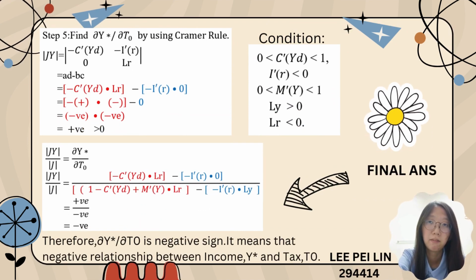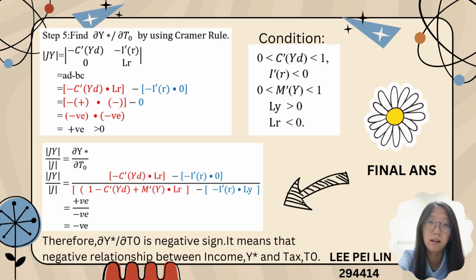Now we have to find delta y star with respect to delta t0 by using Cramer's rule. By using Cramer's rule, we substitute the first column, and the same formula is used, AD minus BC, and after that we gain a positive value, based on the conditions given by the question. Now we finally find delta y star with respect to delta t0. The determinant of the Jacobian with respect to y divided by the determinant of the Jacobian is equal to delta y star with respect to delta t0.